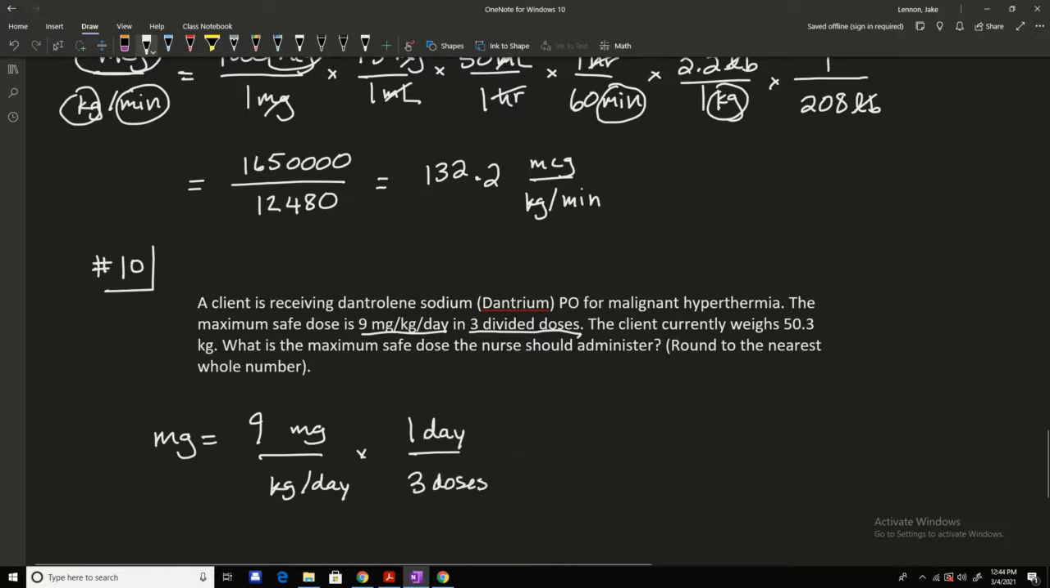Usually we don't write down doses in the final answer, but it's just to show you that basically we need to divide this by 3. And then to cancel the kilograms, we would just use the patient weight. So we have the 50.3 kilograms over the patient weight. So we end up really with just one. So you would end up with 9 times 50.3, 452.7 divided by 3, which would come out to 151 milligrams, rounding to the nearest whole number. And that would be your answer.